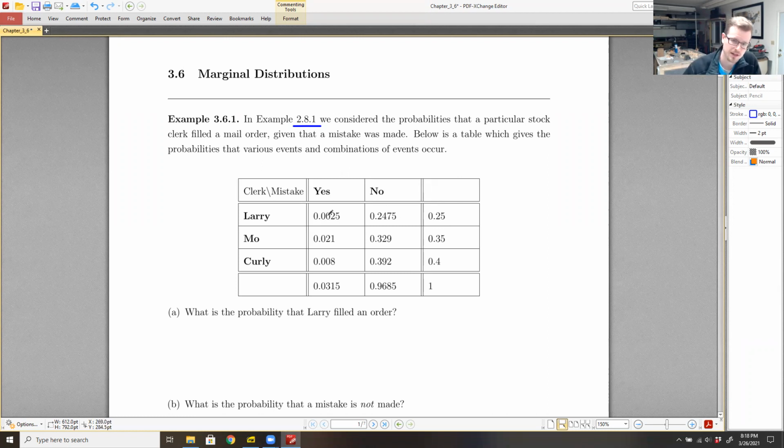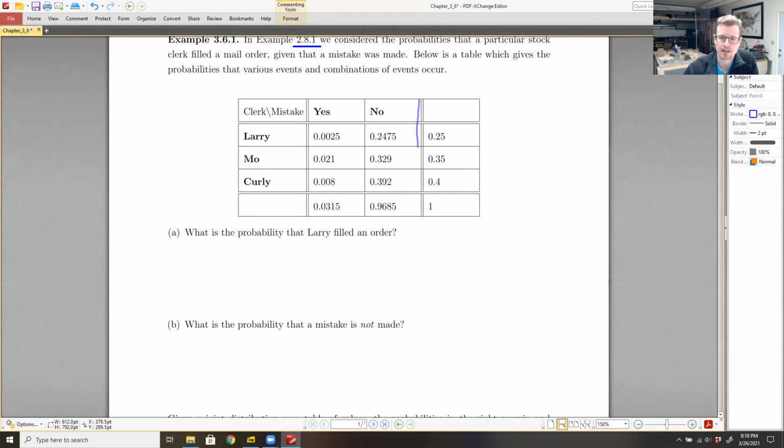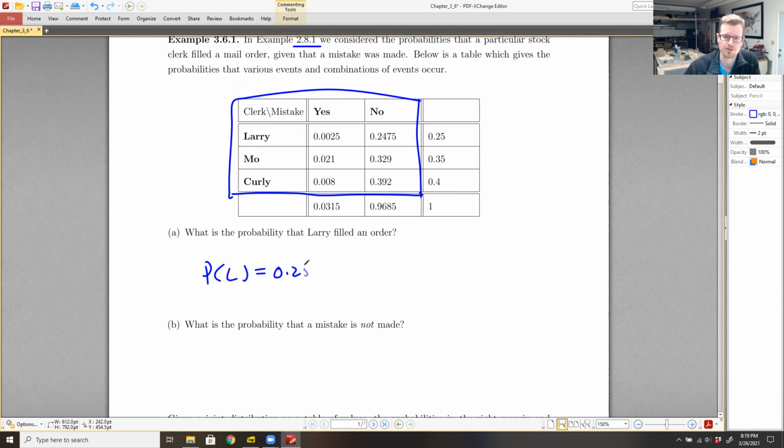And when we look at these, this number plus that number gives us that one, because if Larry fills it, he's either going to make a mistake or he doesn't. So those are the individual probabilities which give the total probability that Larry filled the order. In the last section we talked about the joint probability distribution, and if we add up the probabilities in each row, then that's going to give us the probability that the thing happens that designates that row. So this row is for Larry. That's the probability that Larry fills the order. So the probability that Larry fills the order is 0.25.